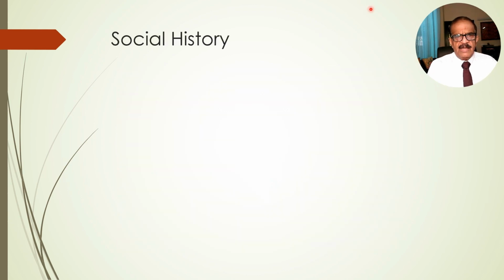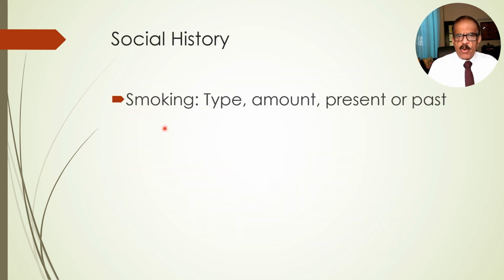Now, in social history, smoking, type, amount, present or past, I think this is very, very important. You will sometimes be surprised that if you ask a patient whether that person is a smoker or not, the patient will say, no, I don't smoke. But then if you ask the next question, have you never smoked? Then you will know that the patient was a lifelong smoker, and only recently the patient quit smoking. So also ask the amount and the type of smoking.